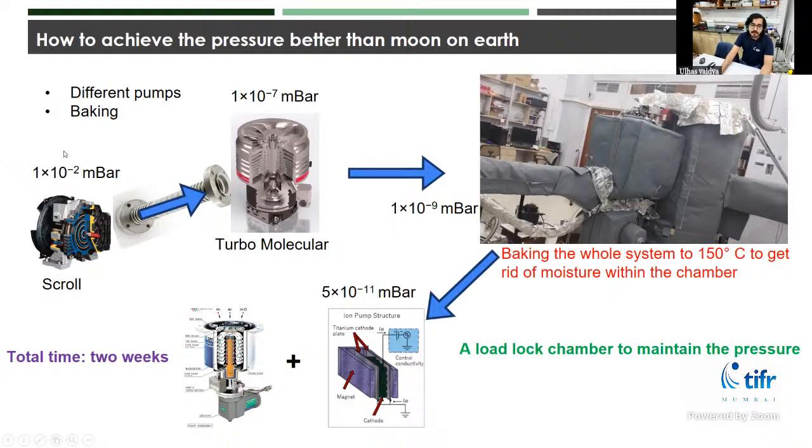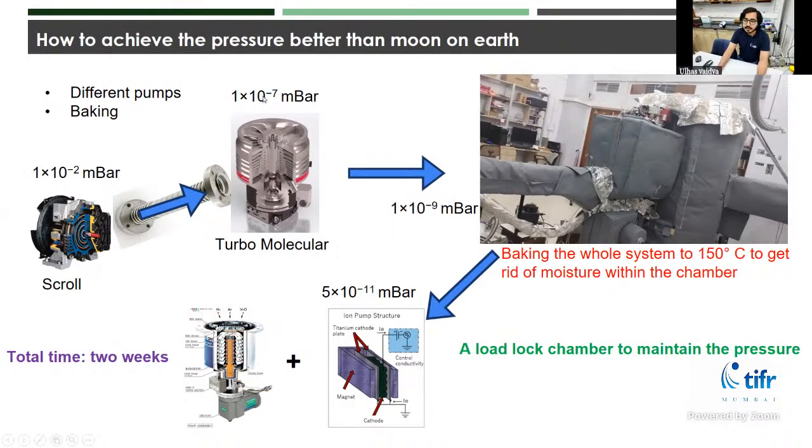Here you can see a scroll pump. This pump can pump down to 10 to the power minus 2 millibar. Now you can add a turbomolecular pump, which is basically a jet engine like structure with blades that rotate, compress the gas and feed it to the scroll pump. If you add that along with the scroll pump, you can achieve around 10 to the power minus 7 millibar of pressure.